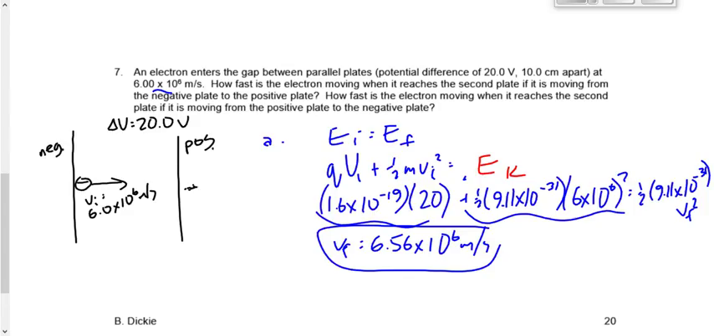Okay, question B. This time, the charged particle is going from the positive plate to the negative plate. What's going to happen to it now? It's going to slow down. It's attracted back towards where it came from. The electric field here goes from left to right. The negative particle experiences a force opposite to the field, which means it's going to slow down.